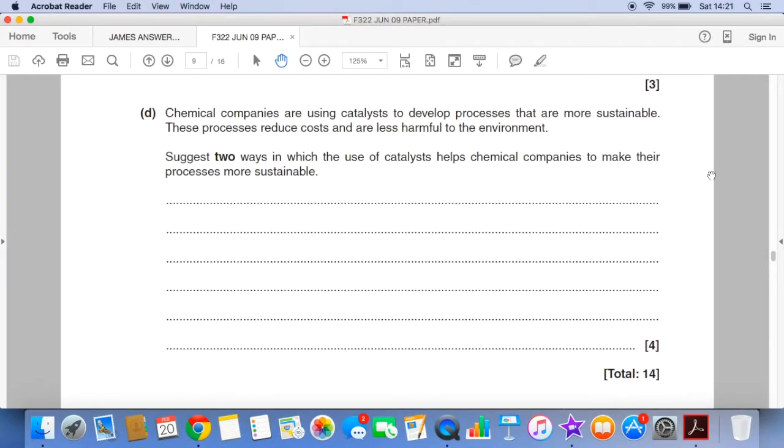So the final part of the question continues the theme of catalysts, and it's talking about sustainability. So we have to suggest two ways in which the use of catalysts help chemical companies to make their processes more sustainable. So if you have a go, and then I'll go through the answer.